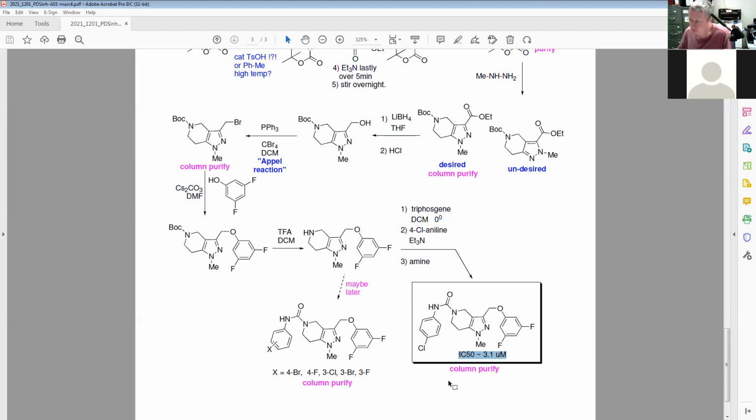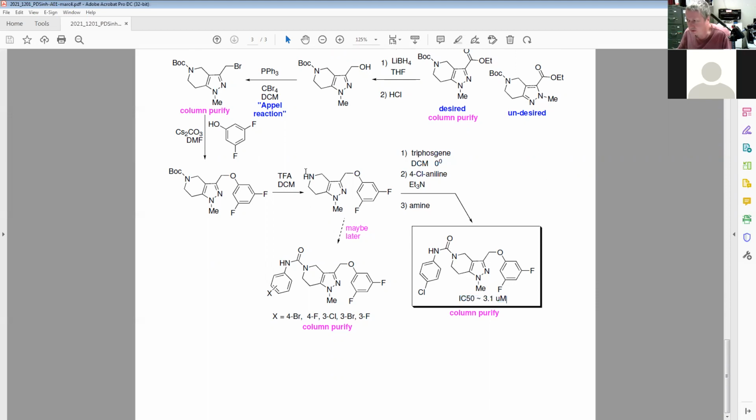But another thing we want to do: say I make a bunch of this amine, right? Then I can make a whole bunch of variations of this, where I have like 4 bromine, 4 fluorine, 3 chlorine, all these kinds of variations on this benzene, right? And then we're going to test those also, because I think those might actually be more potent than this one.